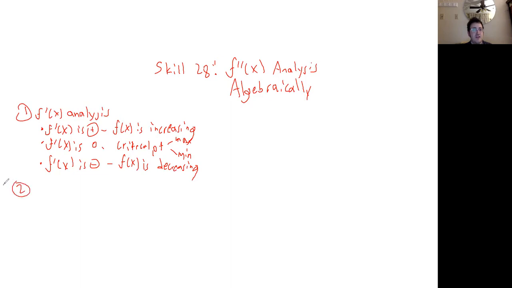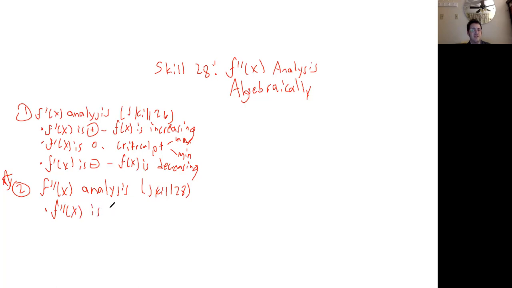Now, what we're going to be doing today, this is skill 26, but today we're going to build to skill 28. So if f double prime of x is positive, this means that f of x is concave up. So that's where we have that smiley face type of feature on the graph.